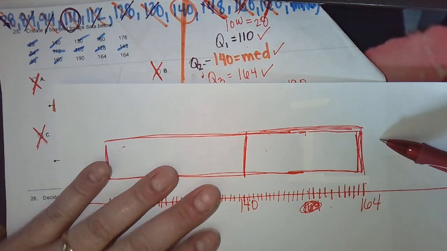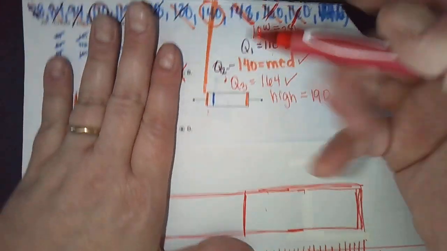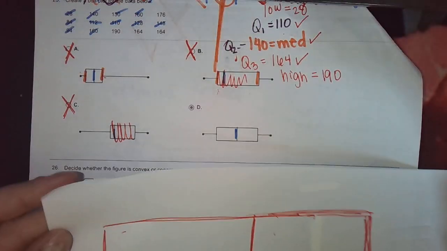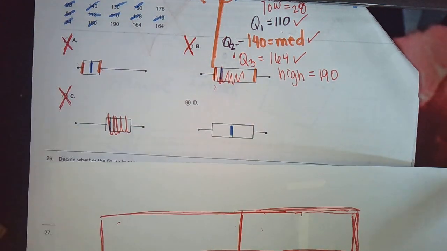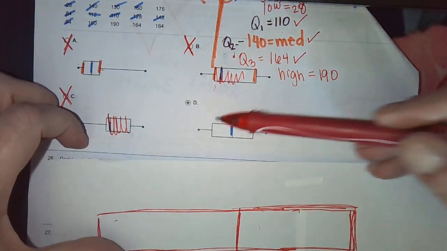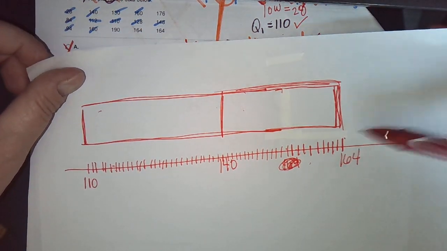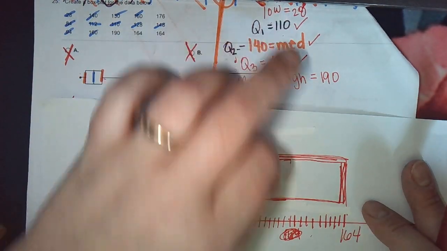Okay, so now that I fixed my tick marks, you can see that A, I don't know, we don't know, but B is for sure out because it doesn't look like this picture. C is for sure out because it doesn't look like this picture. And then let's decide whether A or D is the answer, because the boxes both look kind of the same distance on the left and right, and once I fix mine, it looks the same distance on the left and right.